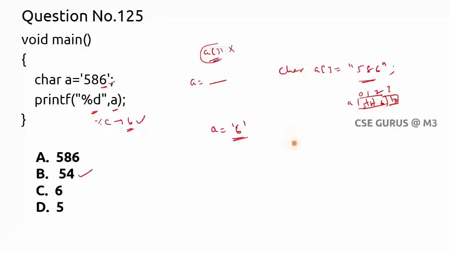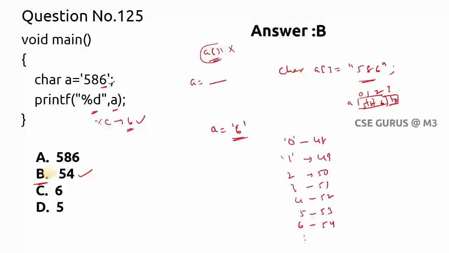So the ASCII value for 0 in single quotes is 48. For 1 it is 49, for 2 it is 50, like this 3 is 51, 4 is 52, 5 is 53, and for 6 it is 54. Like this it will be. So what is the answer here? If you execute this program, the answer is option B.